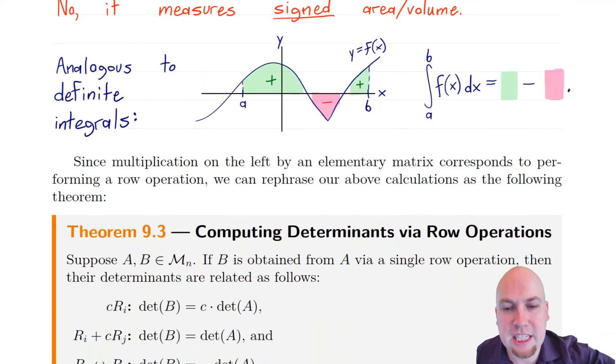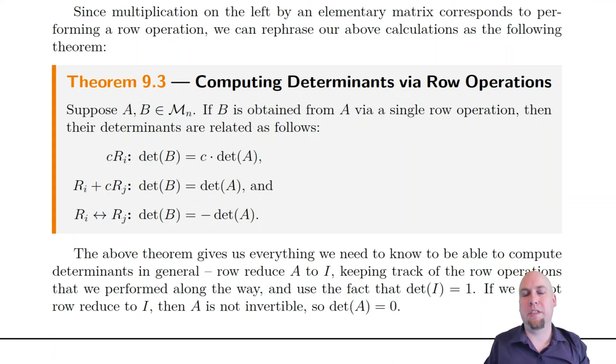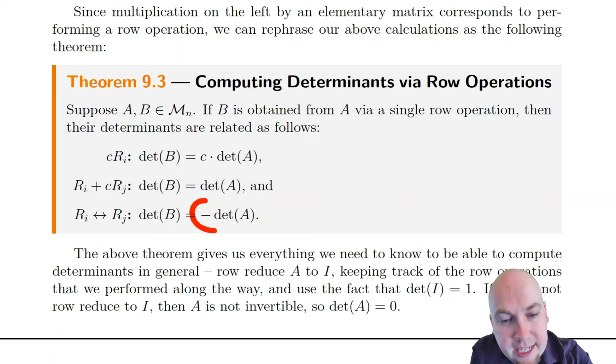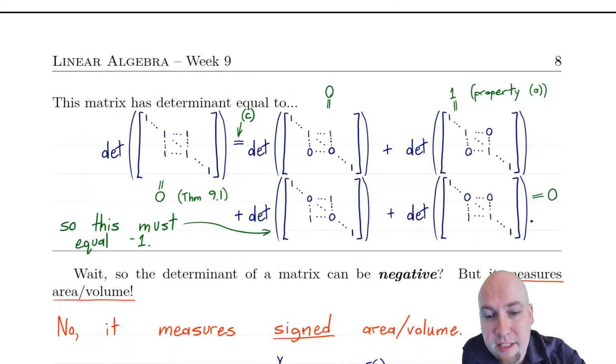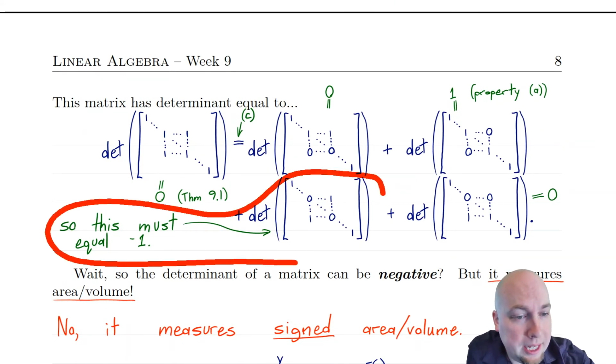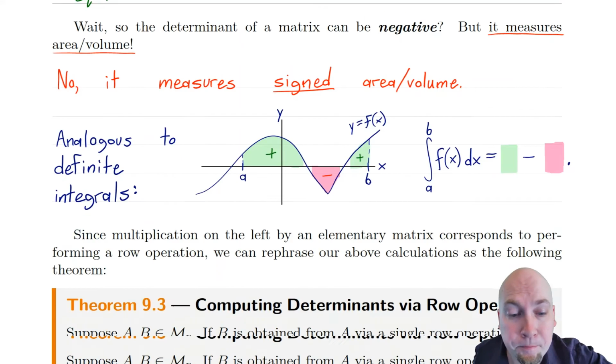And then last but not least, if you do a swap row operation, the determinant gets multiplied by -1. You just get a negative sign out in front. Again, that corresponds to this fact right here, that the determinant of the swap elementary matrix is -1. So if you multiply by that elementary matrix, the determinant gets multiplied by -1.